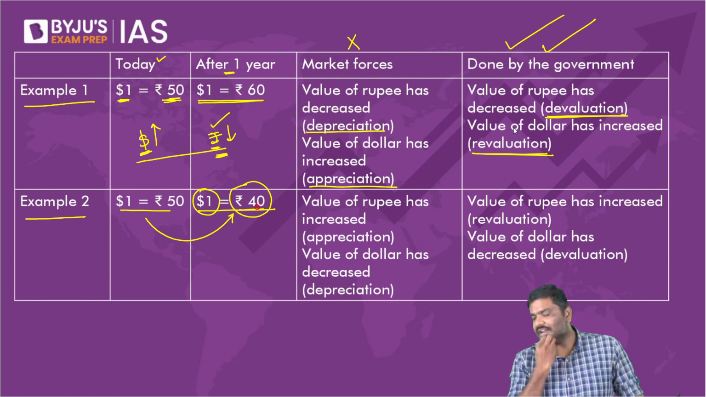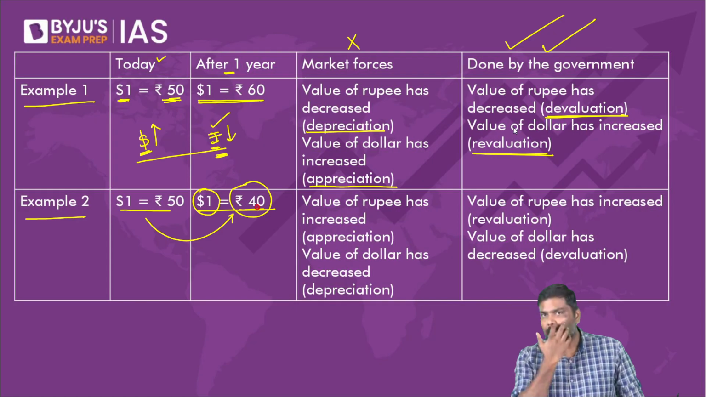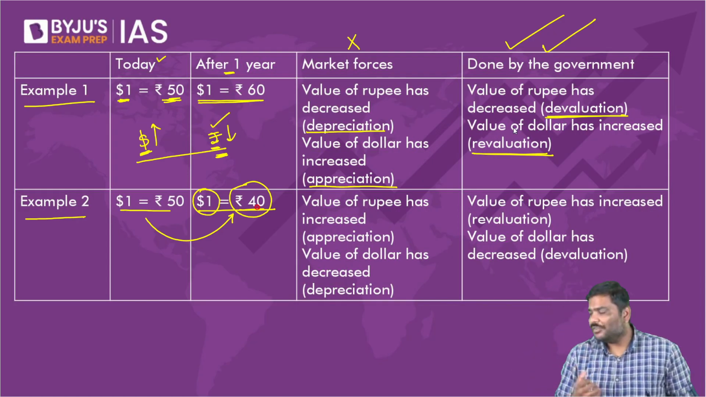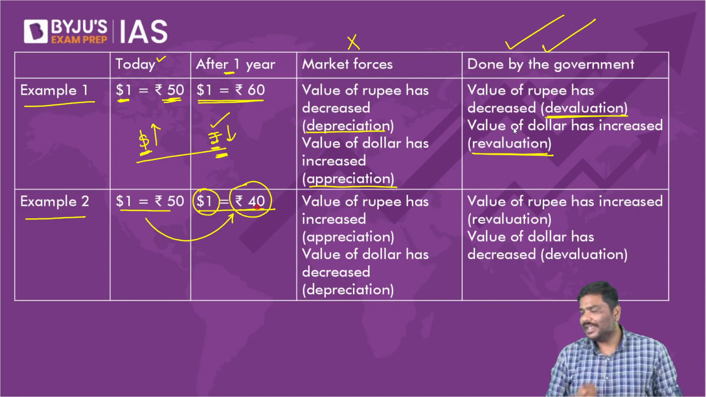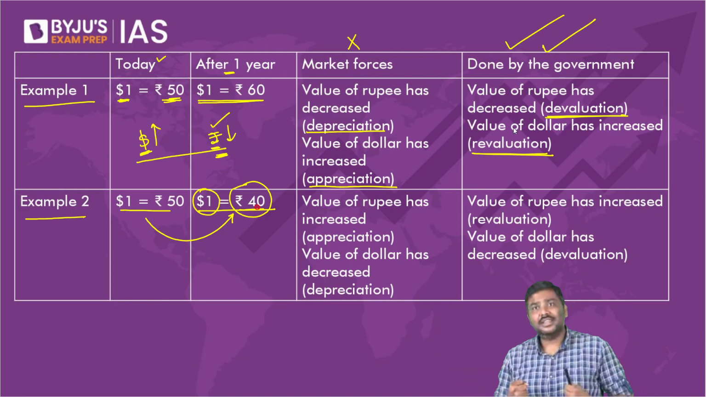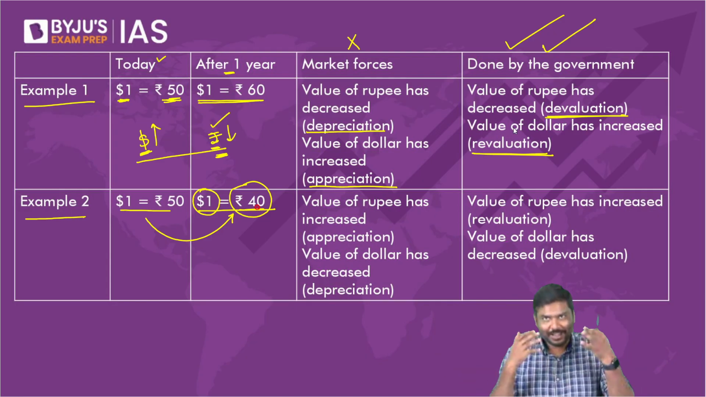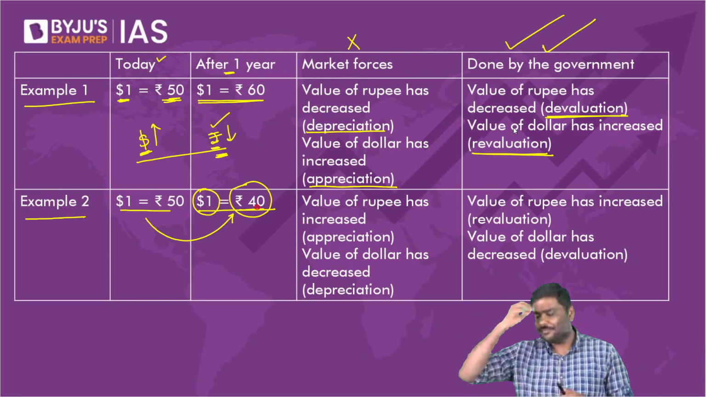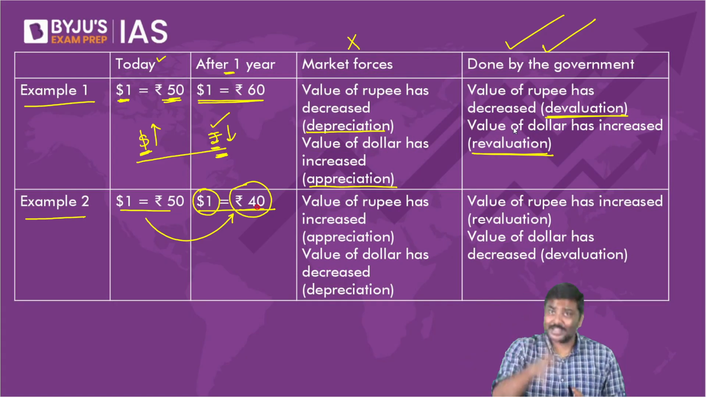So what is the impact of a fixed exchange rate? If there is a fixed exchange rate, can there be a scope for devaluation done by the governments? Let me know. Can the government go for devaluation of the currency? Of course, yes. They can go for devaluation.